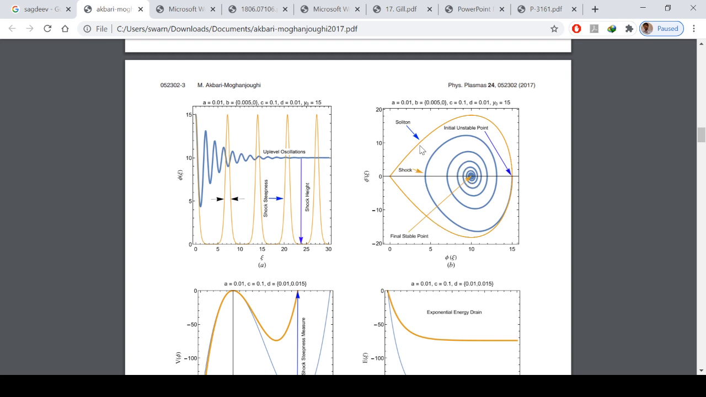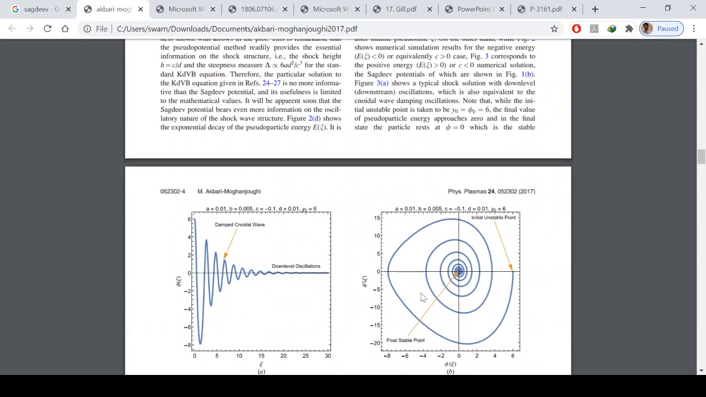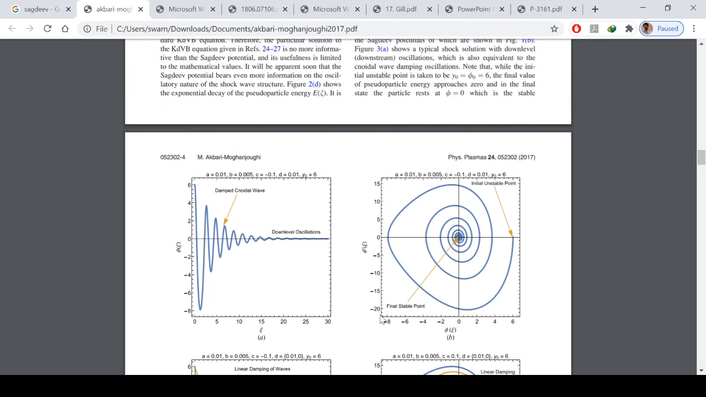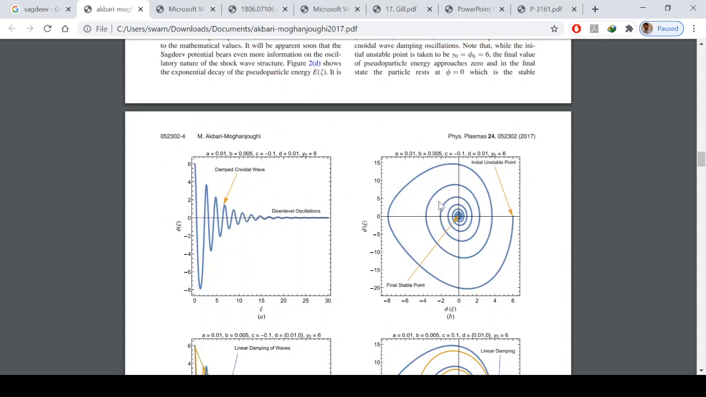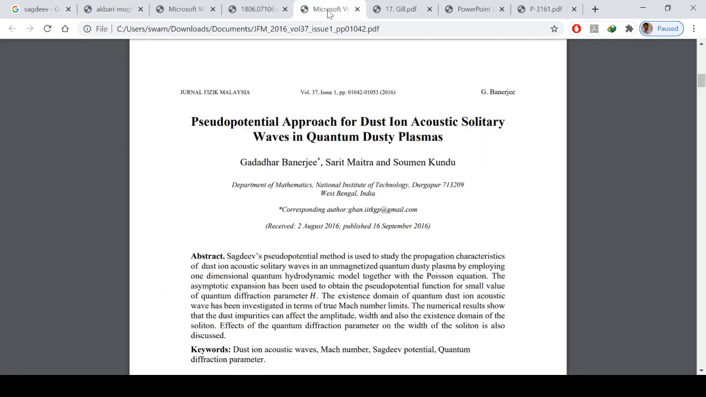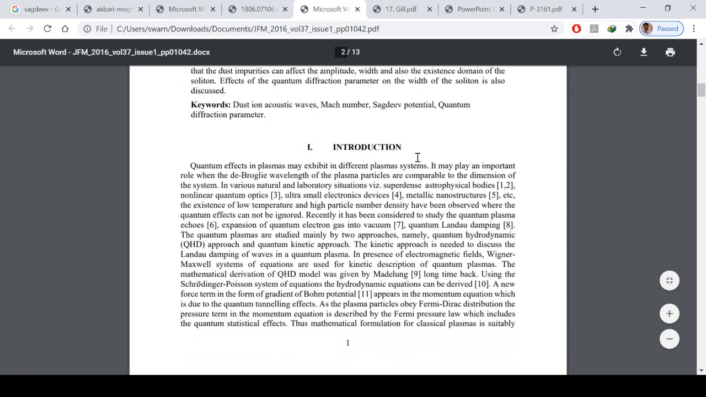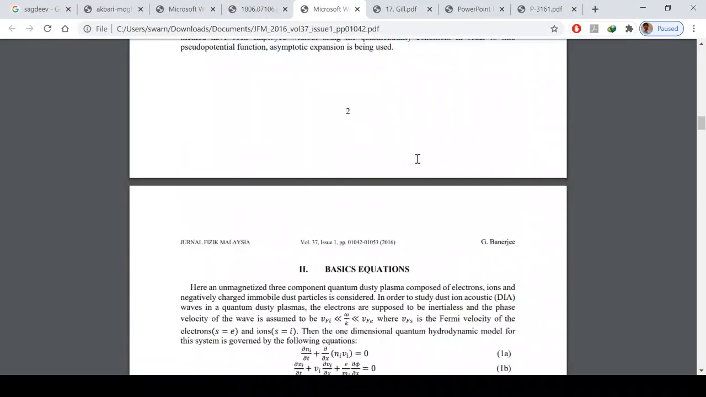Now shock wave profiles are given here. So you can also plot from here. If it moves outward like this in the phase space, that means it's gaining in energy, so it's an unstable case. And for a decaying case, suppose the motion starts from here and goes inward, that means it's a damping kind of thing, an inward spiral. Now you can just get this reference. I will give you some articles by these faculties, so you can just start.